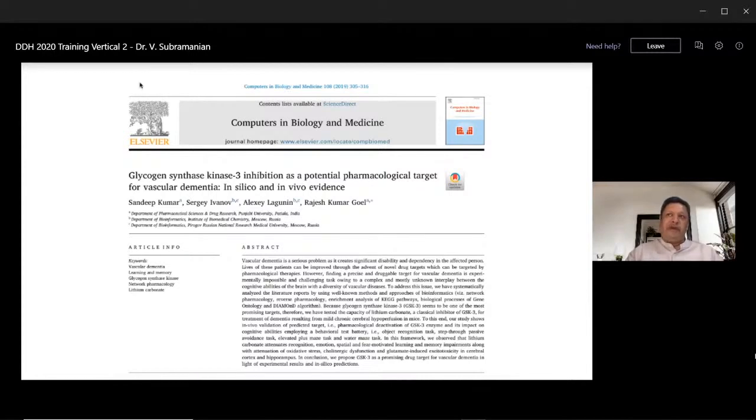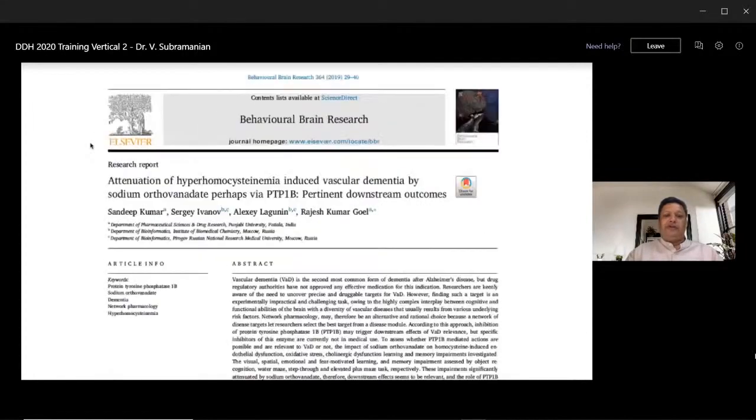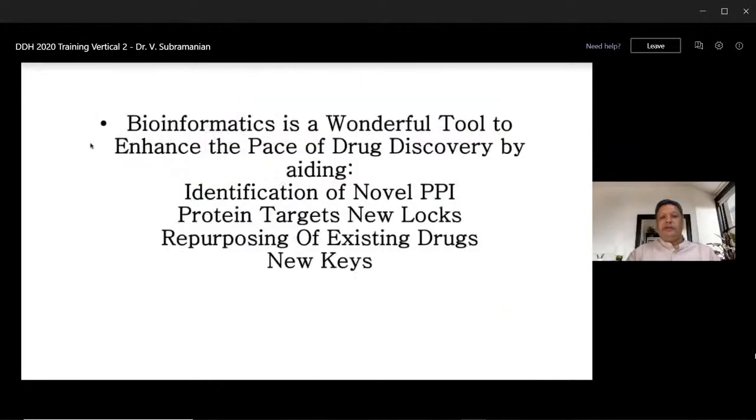We have used two different experimental models. In one case, we have used hyperhomocysteinemia to induce vascular dementia. In another case, we have used the chronic hypoperfusion model to induce dementia. Both with different pathologies, this was taken care of by these targets. So that shows that there is a potential of these targets to be developed further for the treatment of this disease.